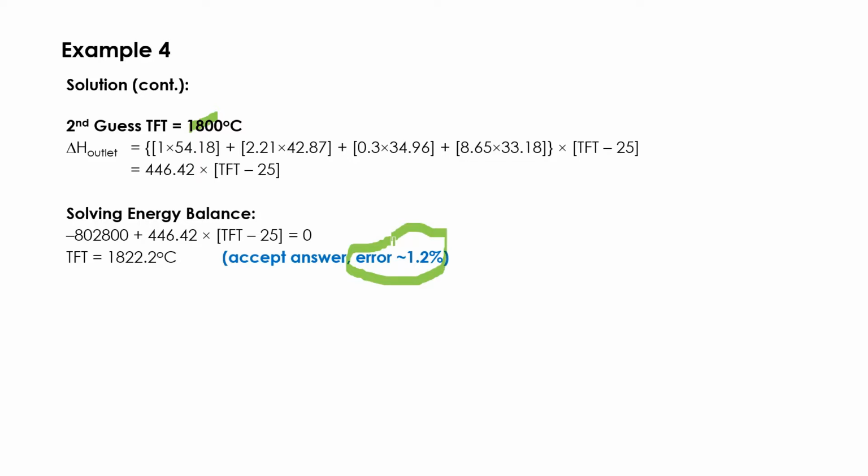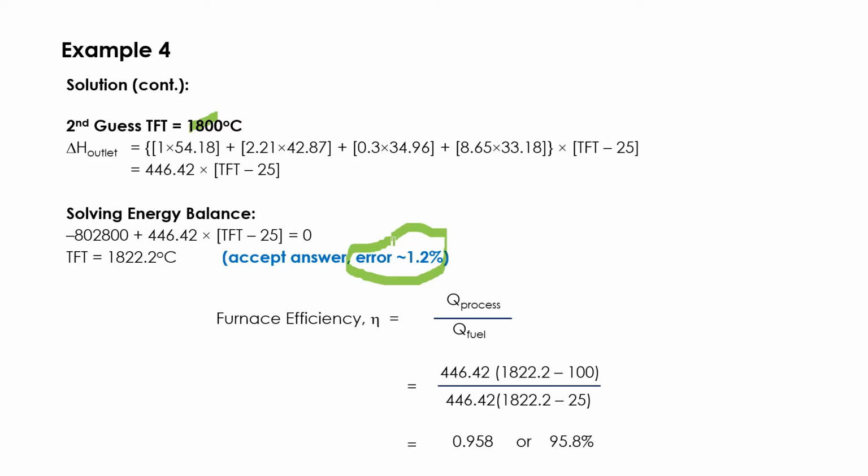Based on the TFT value, we can then calculate the furnace efficiency, which involves the CP, basically this CP, or you can just cancel the two. So this is the TFT minus the temperature of the stack, divided by the TFT minus the standard temperature, to obtain 95.8% efficiency.